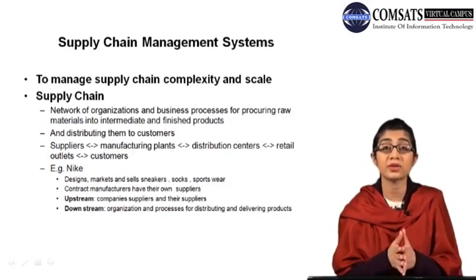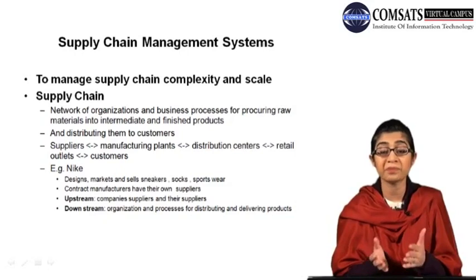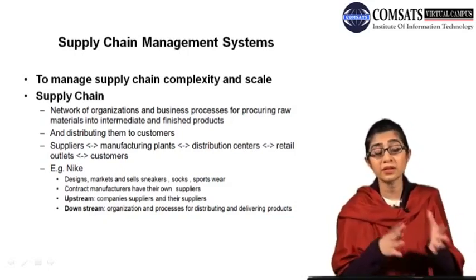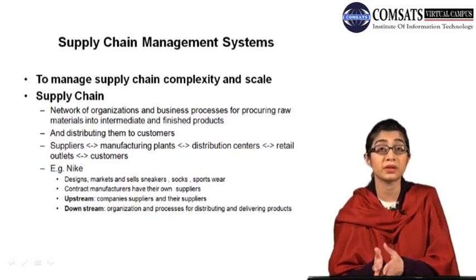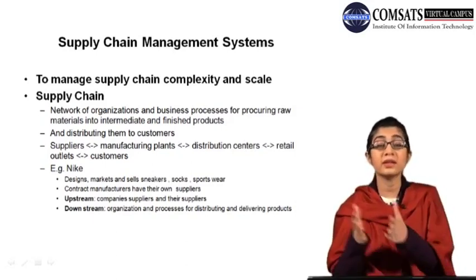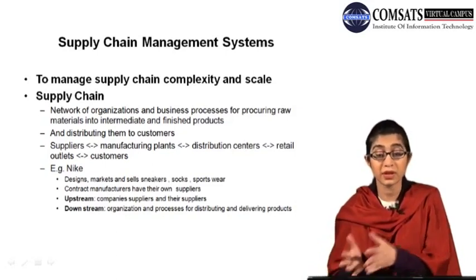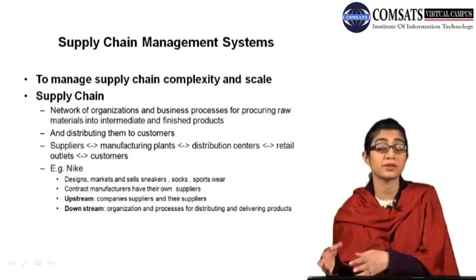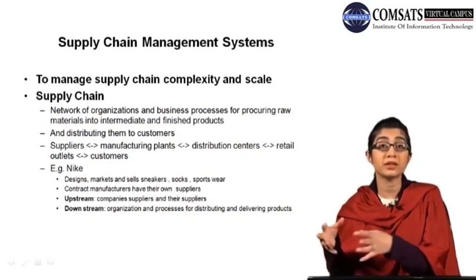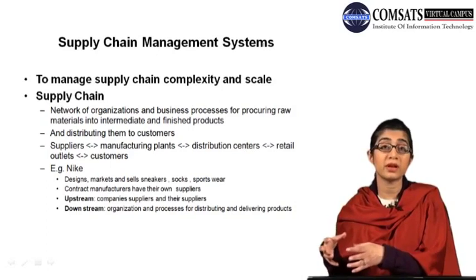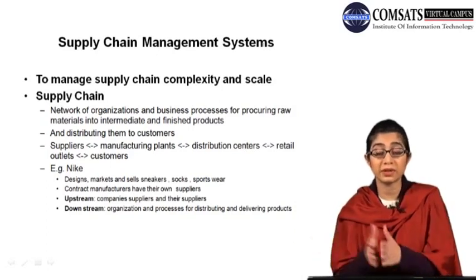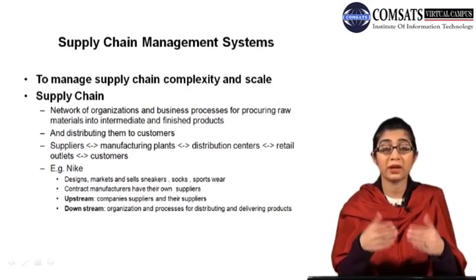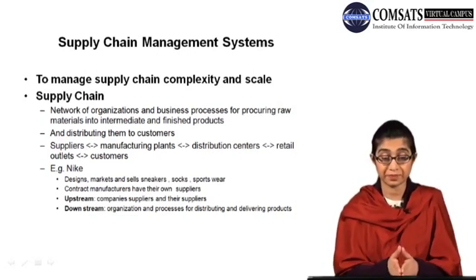Basically, what is it? It's a network of organizations and business processes for, number one, procuring raw materials, and then transforming them into intermediate products, which we call parts, and then transforming them into finished goods. So raw materials are converted into parts, parts are converted into finished goods, and then these finished goods are shipped from the warehouses or distribution centers to different kinds of retail stores. And then from those retail stores the products reach your customers.